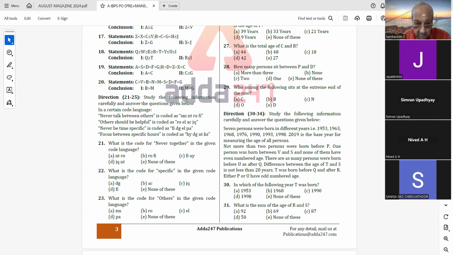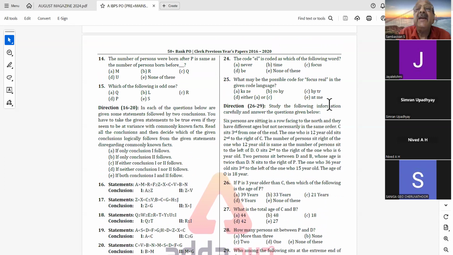So question 24 and 25 is not visible. It's at the top of the page. Please read question 24. All of you write down: the code EL is coded as which of the following words? Then what may be the possible code for focus real? I think you require this sheet also simultaneously. Then only you can look into it.